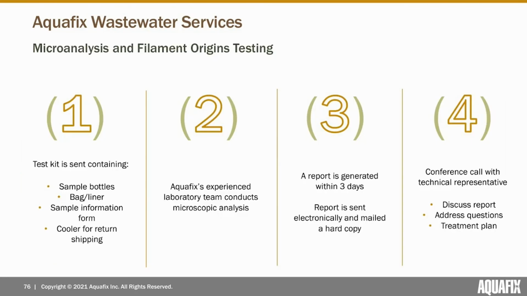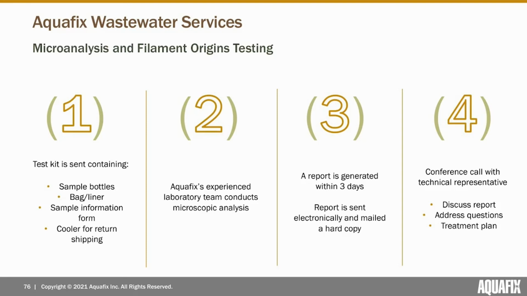If you'd like to utilize our microscopic analysis and filament identification services, whether there be a problem occurring or if you'd just like to establish a baseline, here's what you can expect. You'll receive a cooler for return shipping that will contain 4 sterile sample bottles, a bag for them, a liner for ice, and a form with details about the samples being sent in.